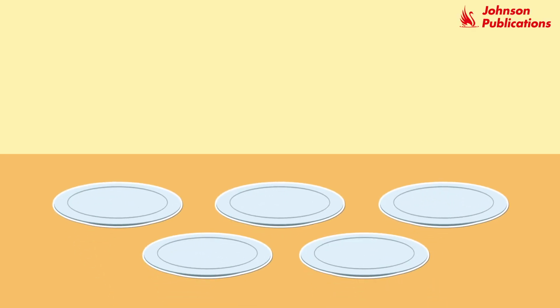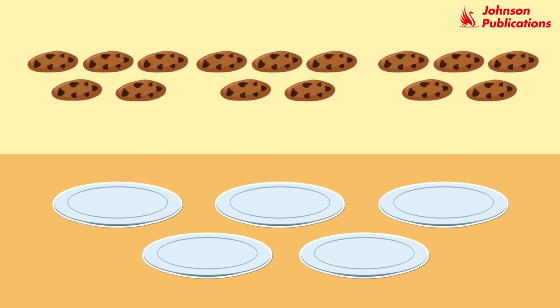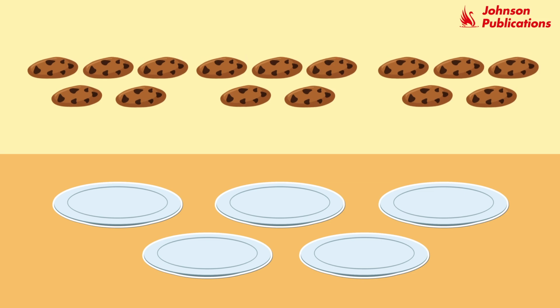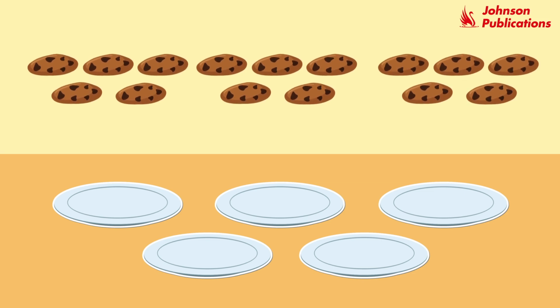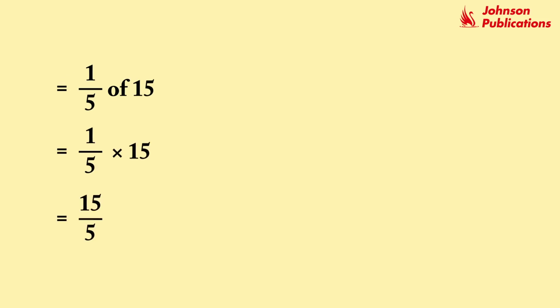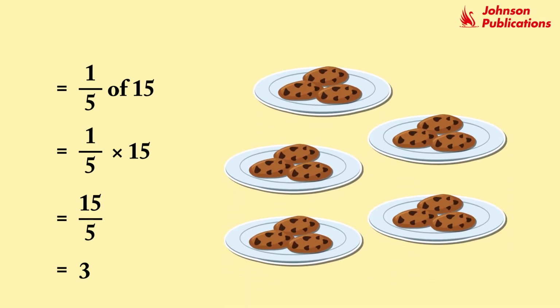There are 5 plates and 15 cookies. Rohan wants to place an equal number of cookies on each plate. How many cookies will he put on each plate? 1/5 of 15 is equal to 15/5, that is 3. Hence, there are 3 cookies on each plate.